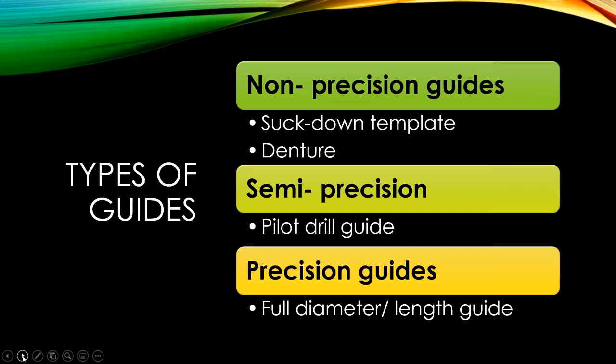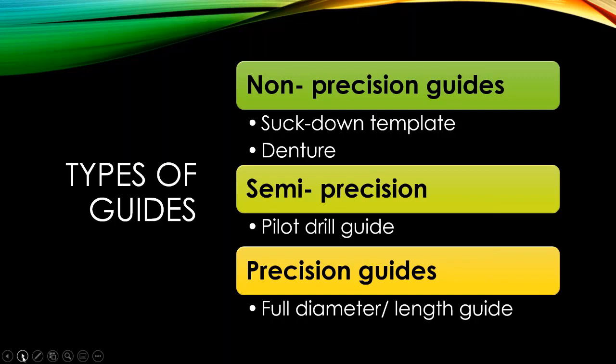When we think of guides, a lot of things can be considered a guide. Over the years, I've used a number of things. Sometimes we don't need a true precision guide. Sometimes we just need to get things in a ballpark, and there's ways to do that. Doing a wax up, a suck down template, that can be considered a guide. That's helping you decide where the final restoration is going to go in relation to, say, an implant placement. A denture can be used as a guide, knowing where the final prosthesis, where the teeth belong, what the vertical dimension is. These are all things that can be helpful in deciding where your implants are to be placed.